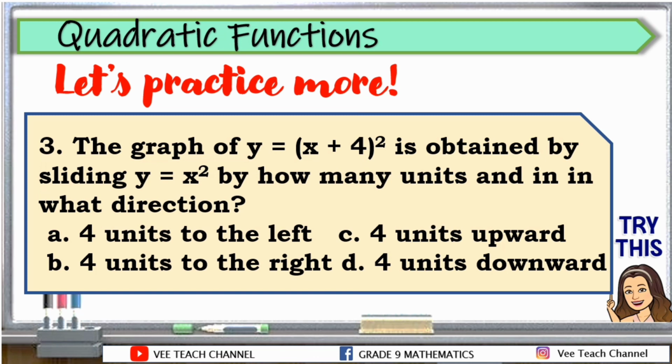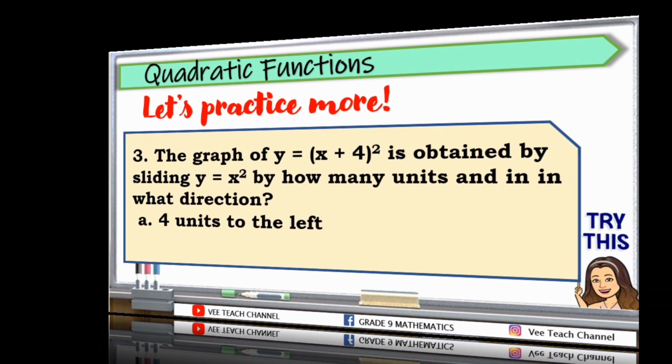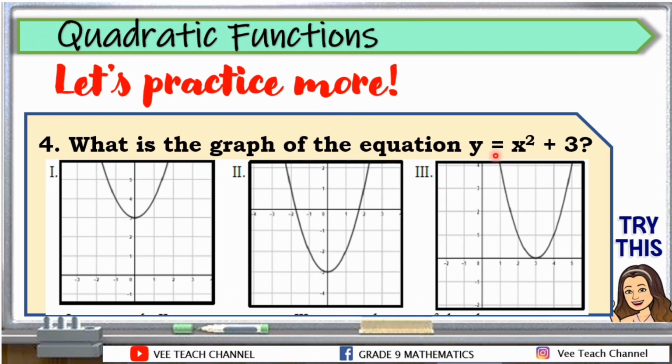Number 3. The graph of y is equal to quantity x plus 4 squared is obtained by sliding y is equal to x squared by how many units in what direction? Anong direction ba nito? Ano ba yung h natin dito? Ang h natin dito is negative 4. Kaya sa palagay ninyo yung tamang answer. Ang h is negative 4. Pag negative, ang movement ng h ay... Yes, you're right. Letter A, 4 units to the left. Kasi negative yung h.